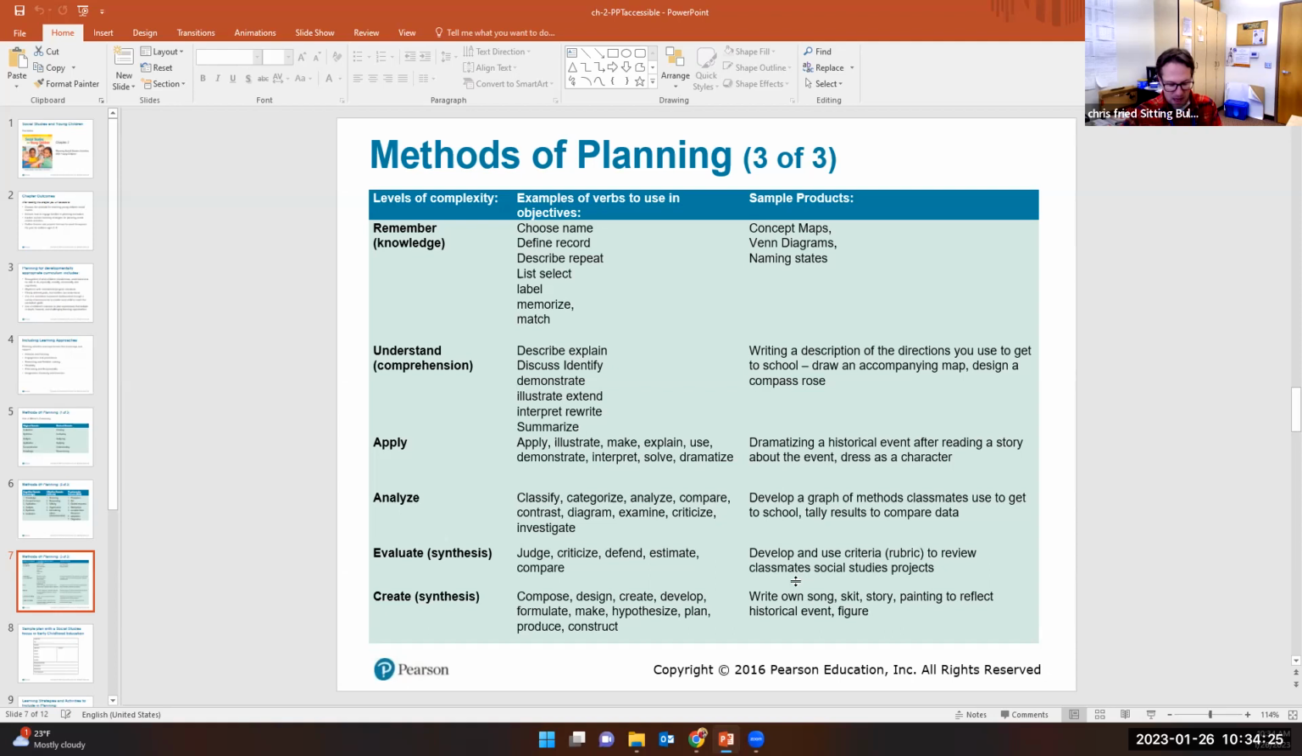Like I said, the book has a variety of them, kind of similar to this, but it gives a little bit more definition of the levels and verbs to use in regards to writing your objective.